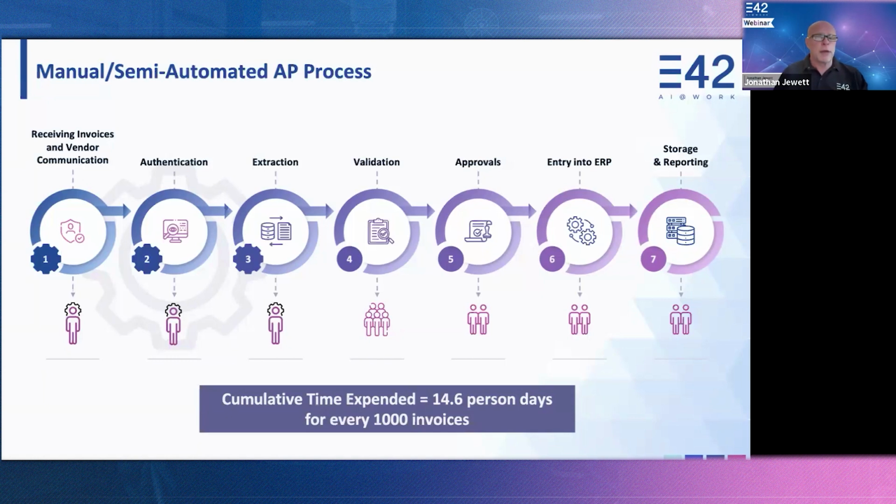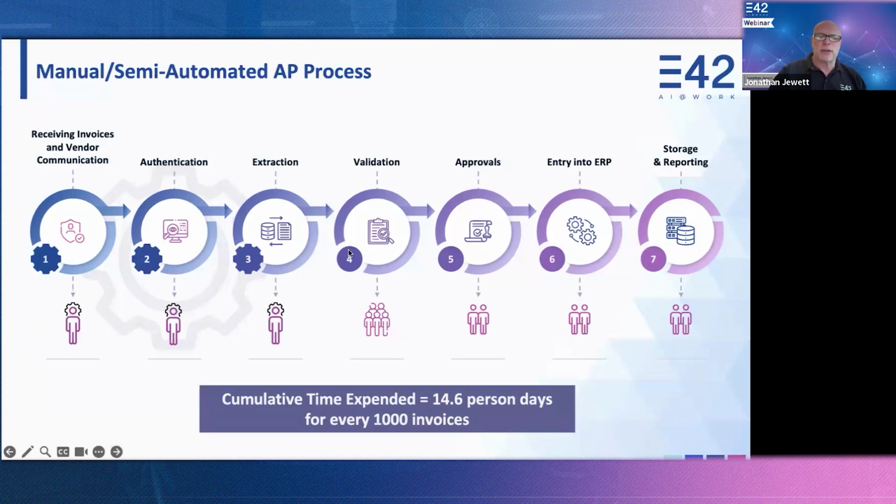In the studies that we've done, we've looked at about 1,000 invoices going through this end-to-end process. What we've determined is that for a semi-automated process, you're looking at just over 2 weeks, about 14.6 person days, to process 1,000 invoices. So that's better than the old days when this entire process was manual, but it still leaves a lot of room for improvement.